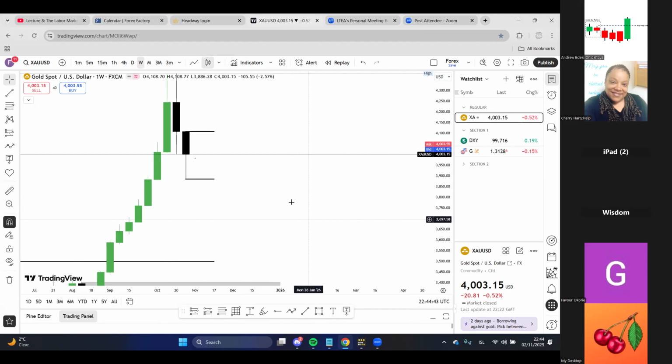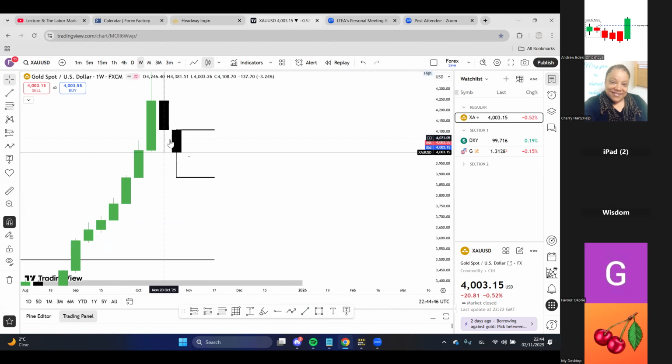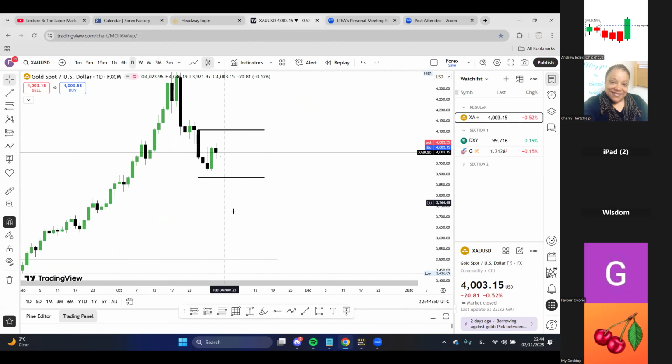It hasn't started moving yet. Okay, so now we have major liquidity high and low. So if you go to the daily time frame, you can also see.